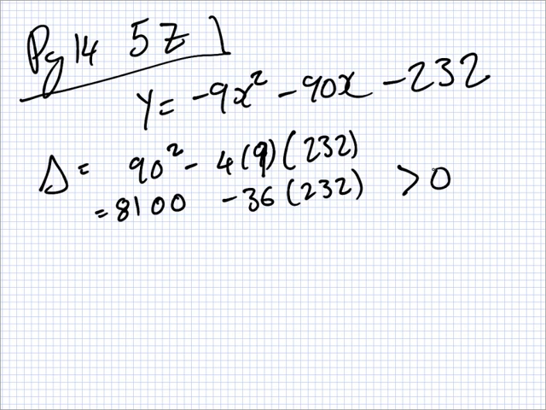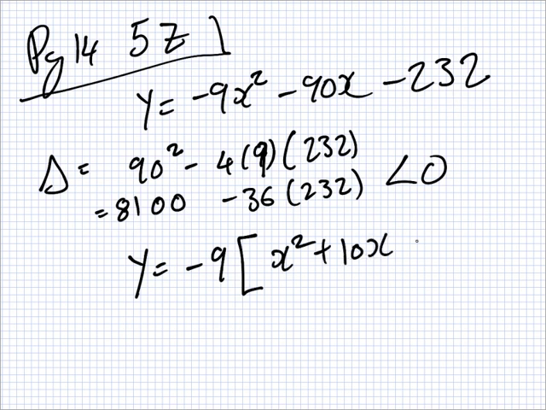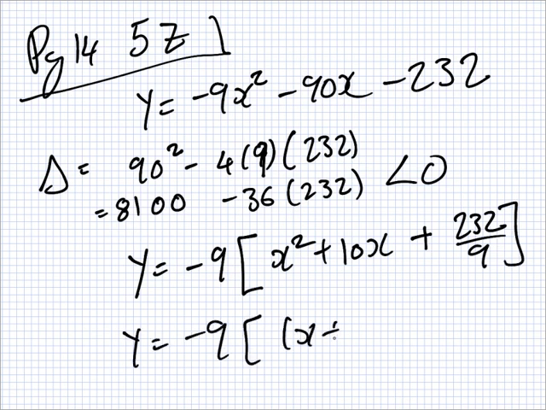Minus 200. It's a negative, is it? Yeah. Alright, so this has no real roots, so there's no point in even trying to find the roots. Let's just go straight into completing the square. Minus 9 out. X squared plus 10x plus 232 over 9. So y equals minus 9 bracket x plus 5 squared, 232 over 9 minus 25.